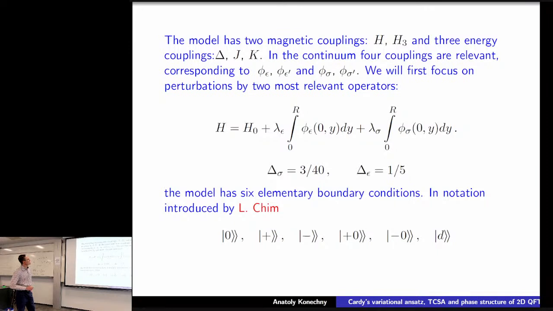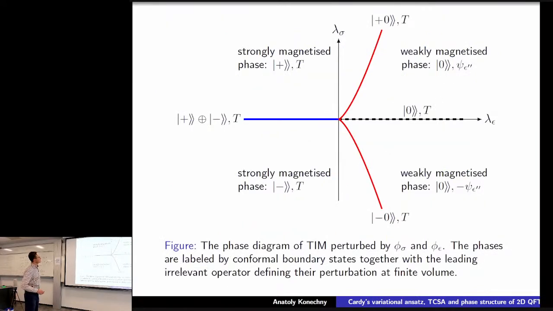In the UV CFT I have 4 relevant perturbations: 2 thermal, symmetry preserving, and 2 magnetic ones. I've studied in detail first the perturbations by the 2 most relevant operators, the most relevant thermal and the most relevant magnetic. And then here is the phase diagram. We have a blue line, which is similar to the symmetry breaking line in the Ising model. And we have 2 new lines, the 2 red lines, which are labeled by these new boundary conditions, which are like a mix of plus and 0 and minus and 0.